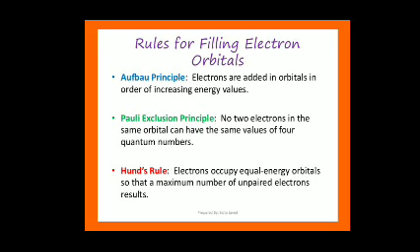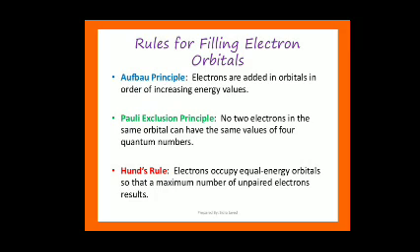P orbitals have 3 degenerate orbitals. D orbitals have 5 degenerate orbitals. F orbitals have 7 degenerate orbitals available. So, the electrons occupy equal energy orbitals px, py and pz. These three p orbitals have the same energy, so that the maximum number of unpaired electrons results.